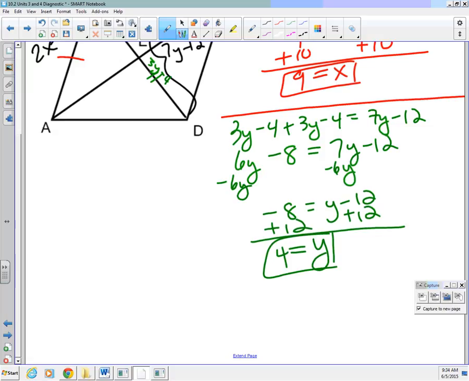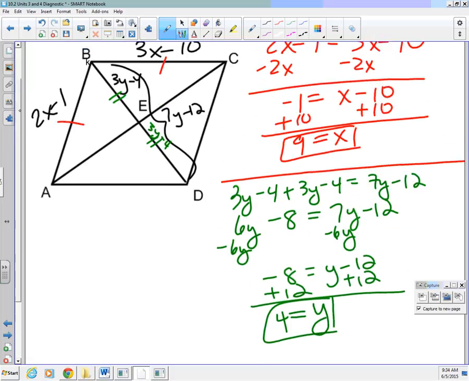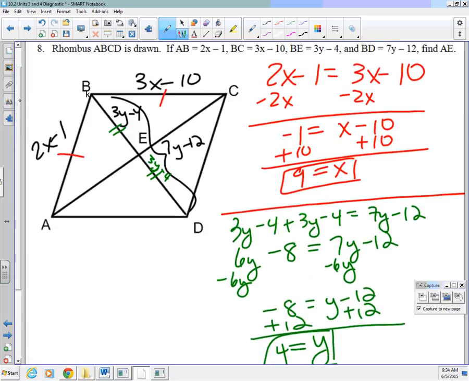Now, ultimately, the goal here is to find AE. All right, so let's see what I have. Well, now I know x. So I know that 2 times 9 is 18, minus 1 is 17. So I know this side is 17. And I know y. So 3 times 4 is 12, minus 4 is 8.